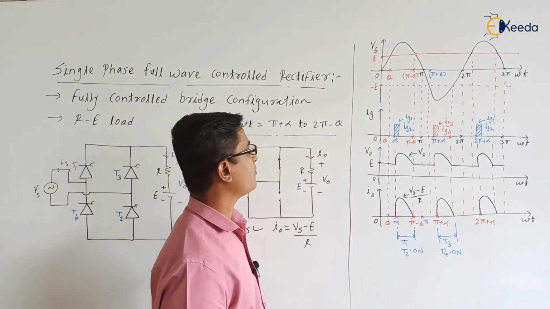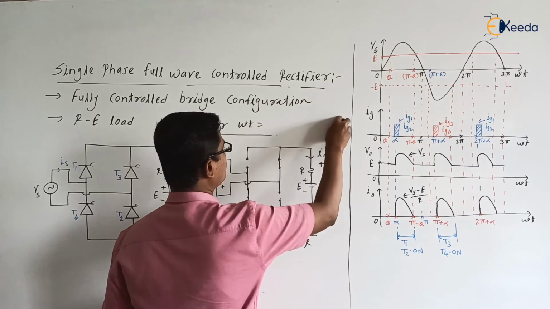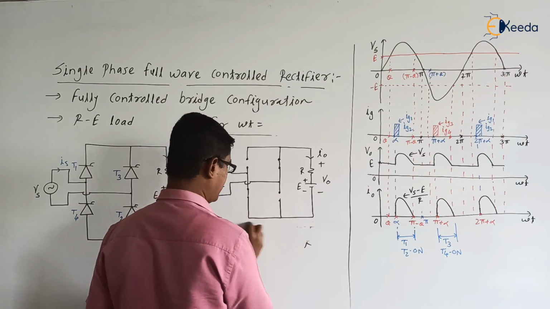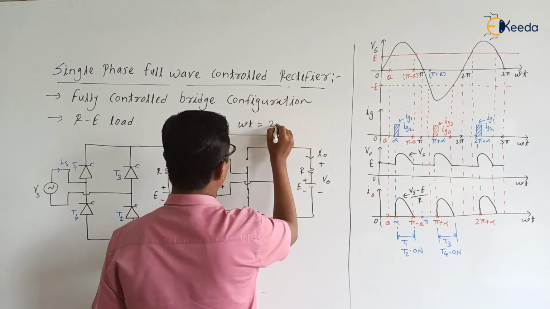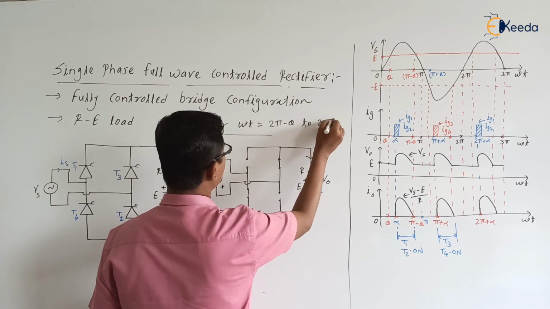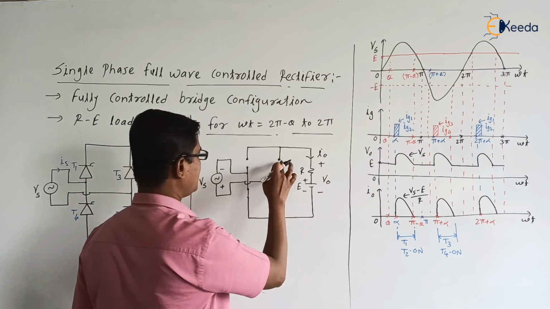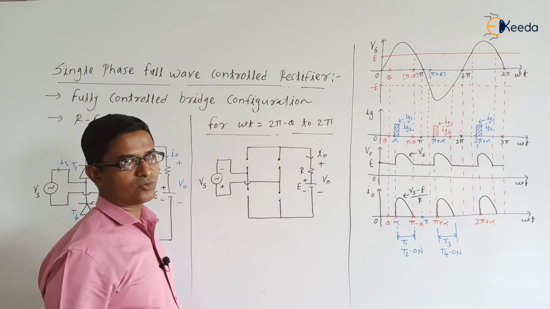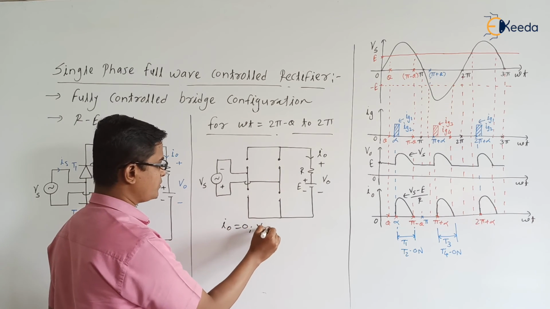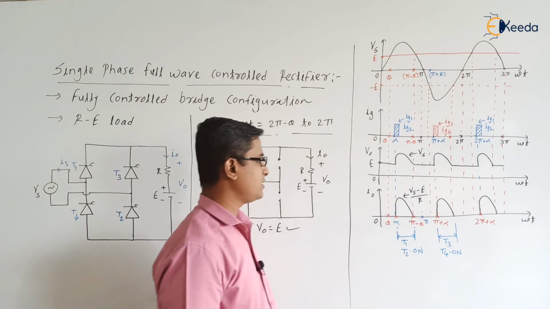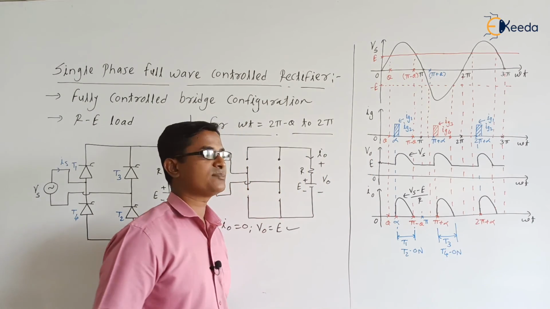Next, from 2 pi minus theta to 2 pi, what will happen? During this interval, Vs is less than E, so our thyristors T3 T4 will be in the blocking mode, or reverse blocking mode. Current will not flow, so I0 is 0. What is V0? V0 is equal to E. So from 2 pi minus theta to 2 pi, I0 is 0 and V0 is equal to E. After 2 pi, the same cycle goes on repeating.